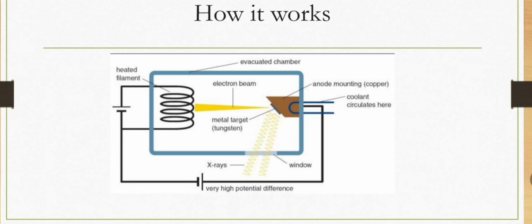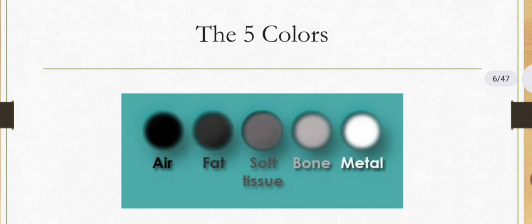How does it work? Basically, this is the X-ray machine from where the electron beams are passed. These are the five colors which differentiate the different elements of the body. Air is black and metal is white. Bone is half white, fat is lighter than black, and soft tissue is gray.